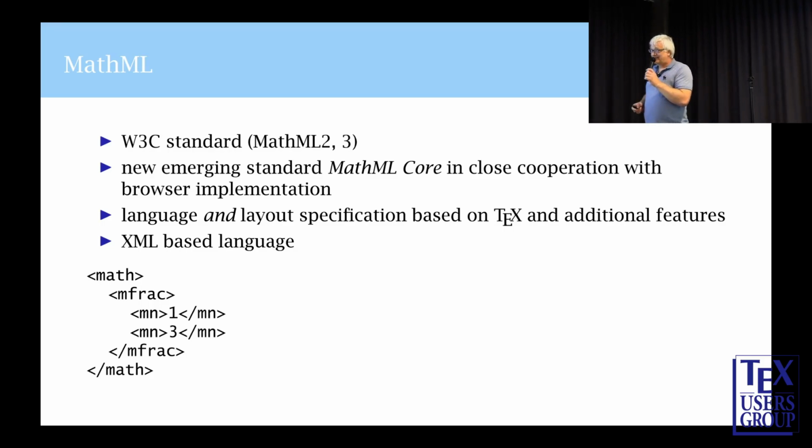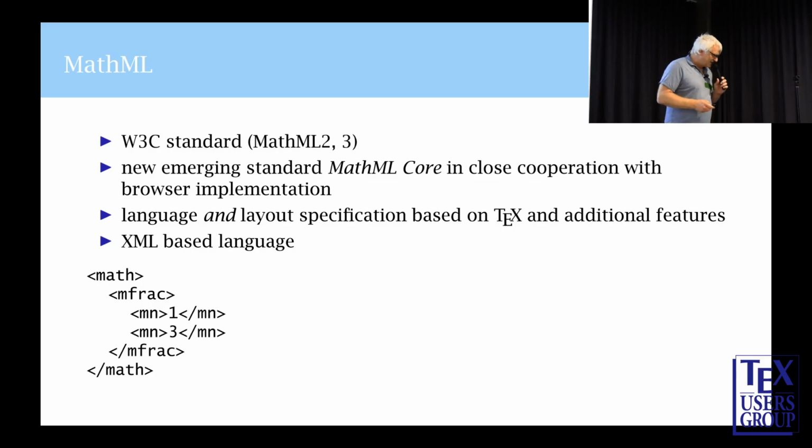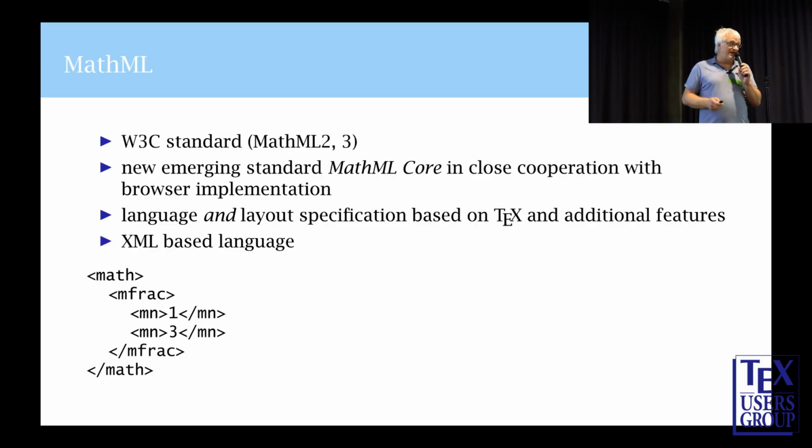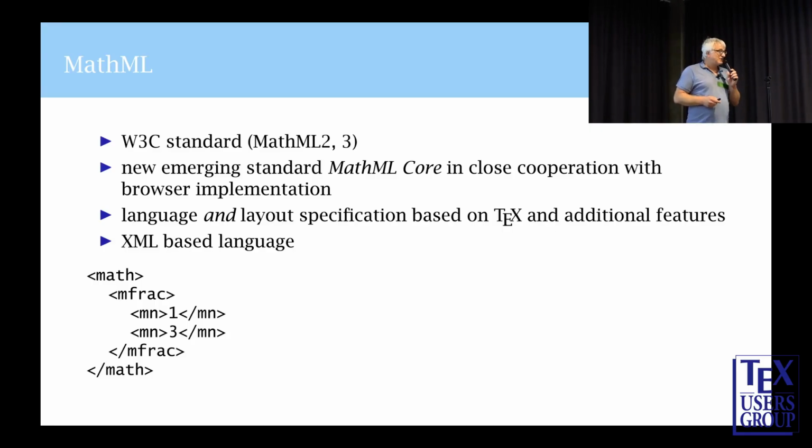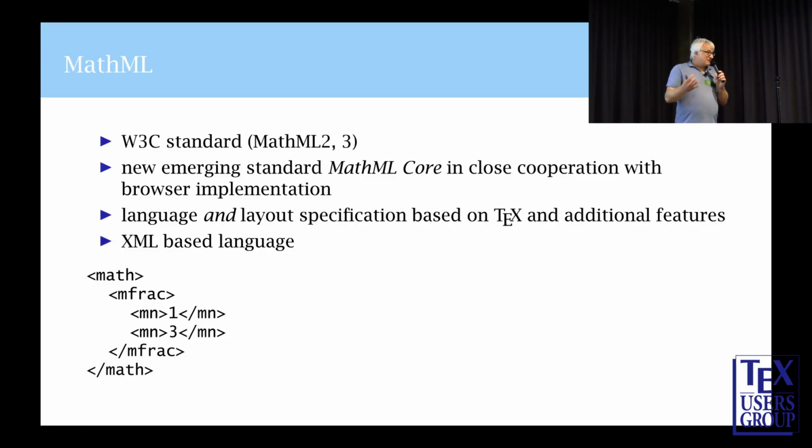MathML, what is MathML? It's a W3C standard since ages. There were MathML 1, 2, and 3 versions. There was one problem with those: they never got implemented. The reason is they were huge, really huge, and no browser implementation wanted to actually implement the whole thing. Also, the browser implementations were not included in the specification, which made it very hard to actually render it.